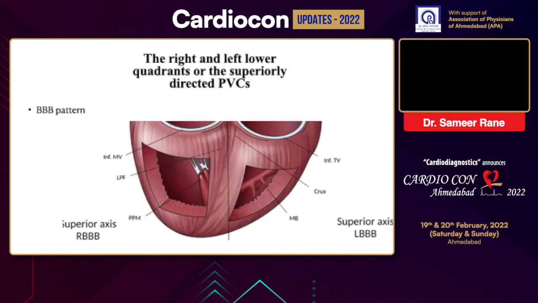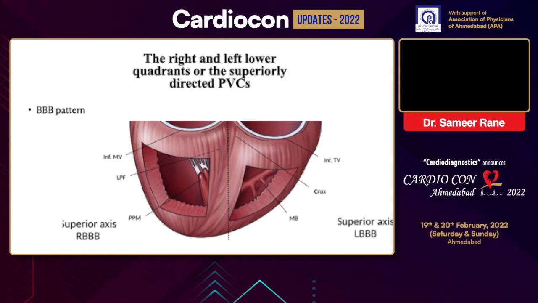PVCs originating from the inferior aspect of the heart have negative deflections in the inferior leads, and the bundle branch pattern helps us to tell whether the origin is from an RV structure or an LV structure. PVCs with LBB morphology and superior axis may arise from RV structures like the inferior tricuspid valve annulus, the moderator band, or the cardiac crux. Left bundle branch block morphology PVCs may also be seen arising from the interventricular septum. PVCs with RBB morphology and a superior axis arise from LV structures, like the inferior mitral valve annulus, the left anterior fascicle, or the posterior papillary muscle.